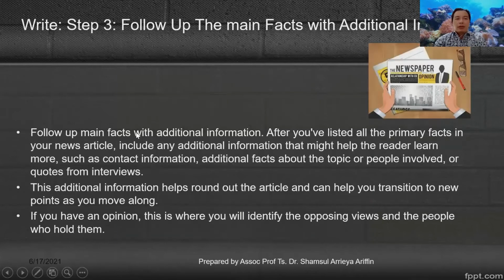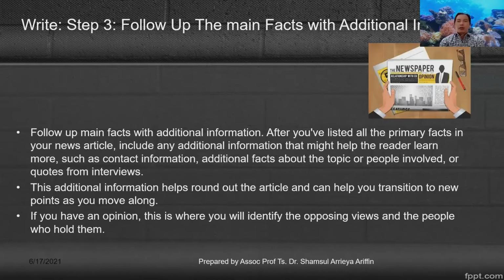Okay, step 3, when you write, follow up the main facts with additional information. After you have listed all the primary facts in your news article, include any additional information that might help the reader learn more, such as contact information, additional facts about topics or people involved, or quotes from interviews. This additional information helps round out the article and can help you transition to new points as you move along. If you have an opinion, this is where you will identify the opposing views and the people who hold them.